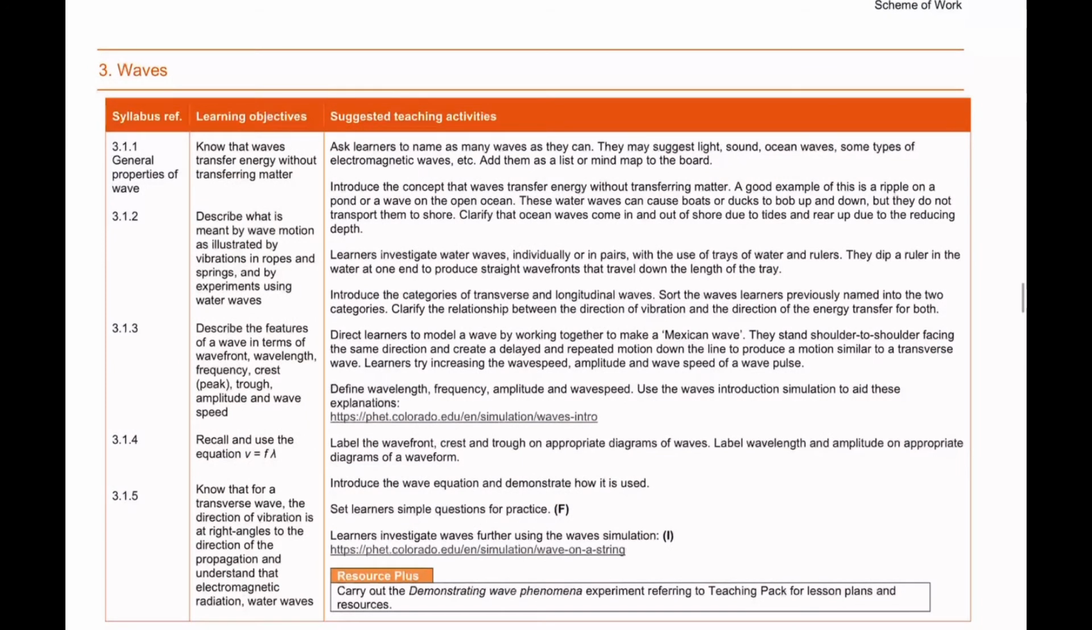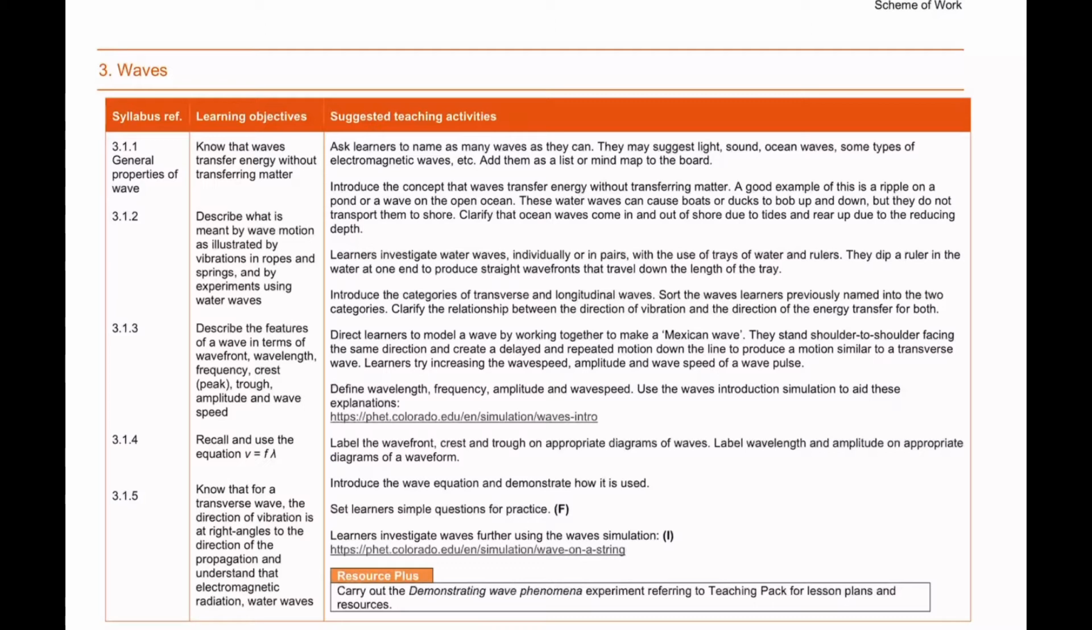3. Waves. Key concept 3.1.1.1: General properties of waves. Learning objective. Know that waves transfer energy without transferring matter. Describe what is meant by a wave motion as illustrated by vibrations in ropes and springs and by experiments using water waves. Describe the features of a wave in terms of wavefront, wavelength, frequency, crest, which is peak, trough, amplitude, and wave speed. Recall and use the equation v = fλ.